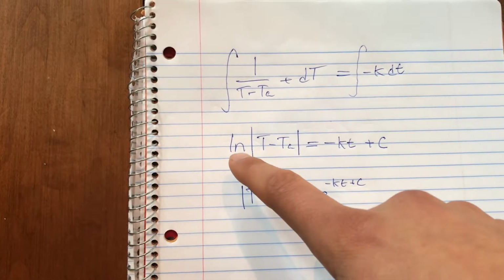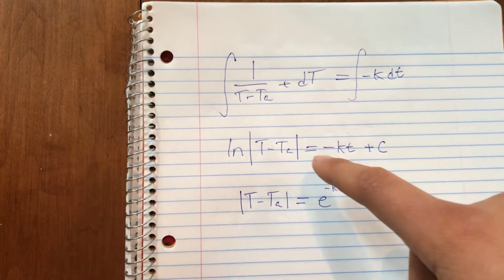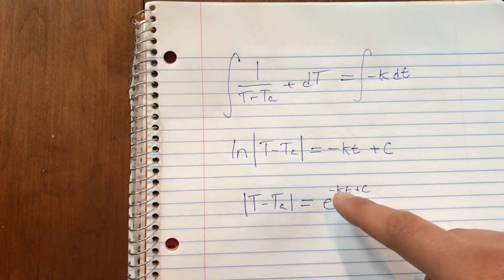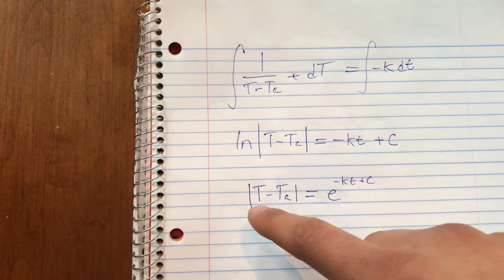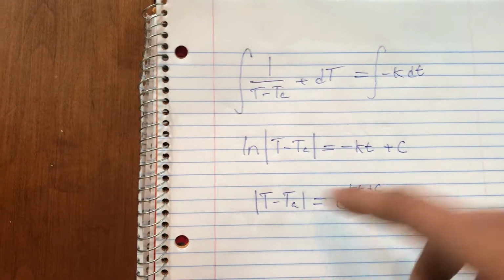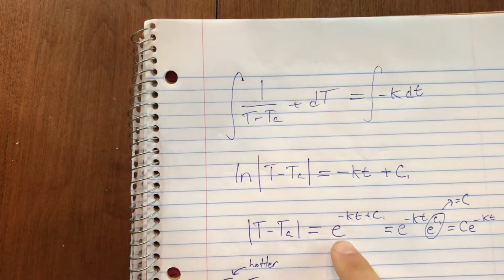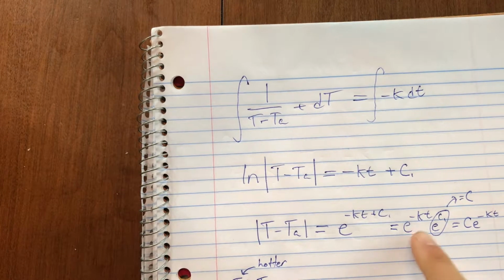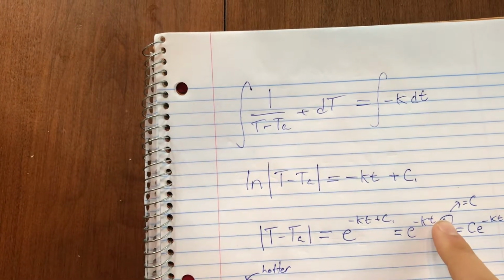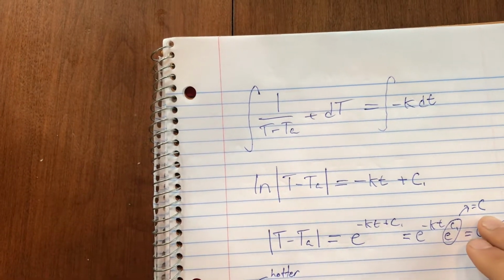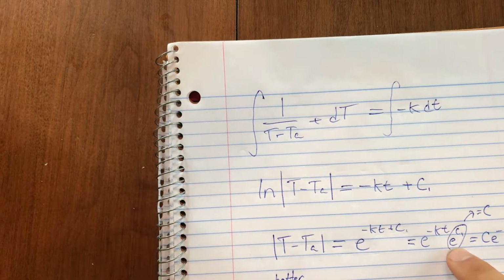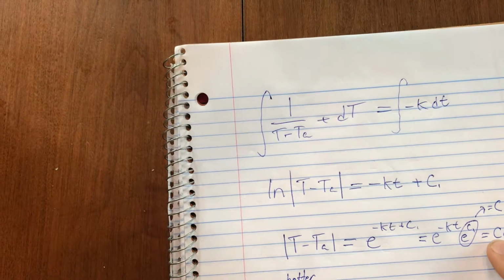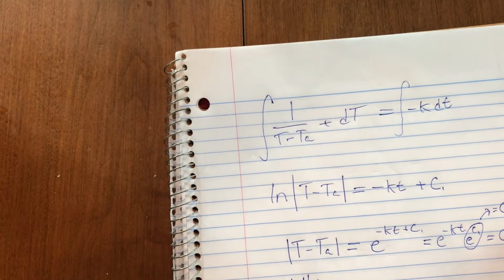Now, because we've got ln of T minus Ta equals negative kt plus c, we can say that e to the power of negative kt plus c is equal to the absolute value of T minus Ta. Now, using exponent laws, we can see that e to the power of negative kt plus c is equal to e to the power of negative kt multiplied by e to the power of c, which we replace with just C as that is a constant, since e and c are both constants. So our final term is C times e to the power of negative kt.